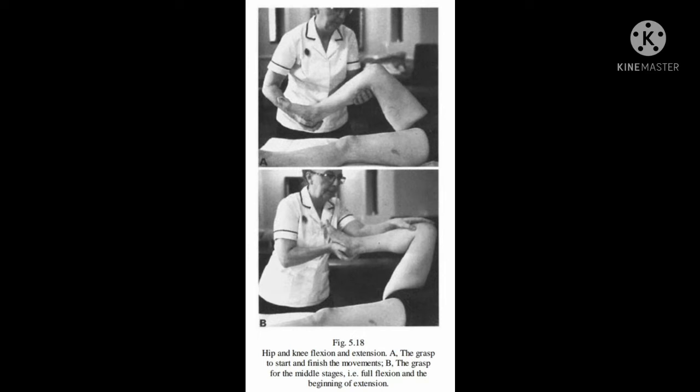To perform hip and knee flexion, patient position is supine lying. Therapist position, standing at the side of the patient. Holding and procedure: one hand of the therapist grasps the calcaneum of the patient and the other hand is over the posterior aspect of the knee, and the thumb is kept on the lateral side of the knee.